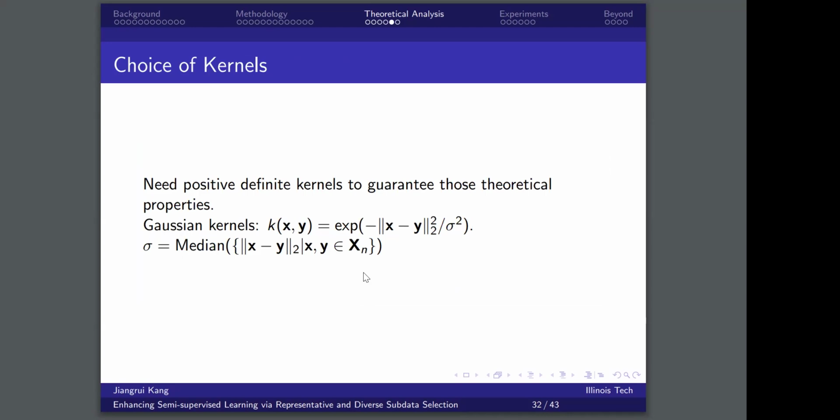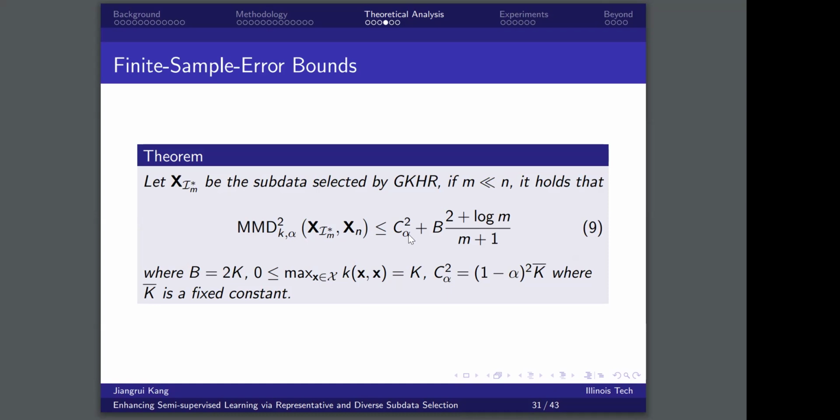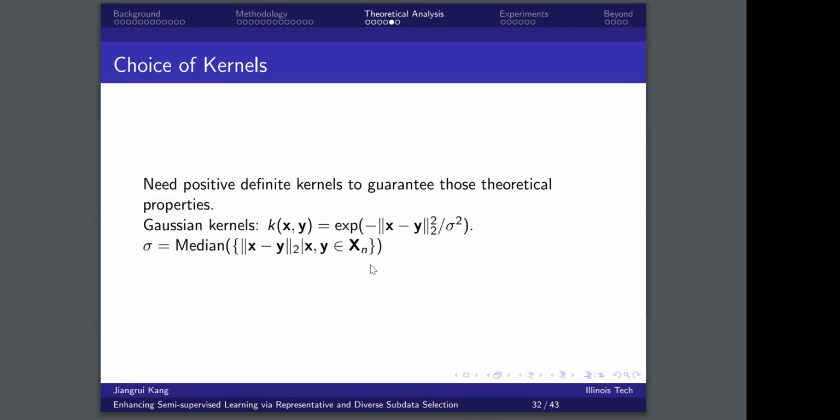And now we are coming to how to choose the kernels and also the hyperparameter alpha. We need positive definite kernels to guarantee those theoretical properties. A positive definite kernel is one where, if you calculate the matrix of k(x_i, x_j), the matrix must be positive definite. That's the meaning of a positive definite kernel. It has a more formal definition, but it should be written on the whiteboard.